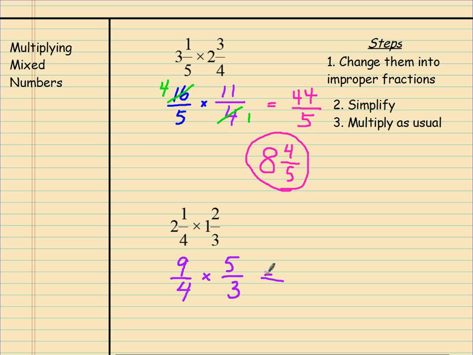And see if we can simplify. The 9 and the 3. These both have a factor of 3. So 9 divided by 3 is 3. 3 divided by 3 is 1. And we multiply. 3 times 5 is 15. 4 times 1 is 4. This is an improper fraction. Let's change that into a mixed number. 4 goes into 15 3 times, so 3 wholes. That makes 12, so there's a remainder of 3, and we keep the denominator, 3 3/4.